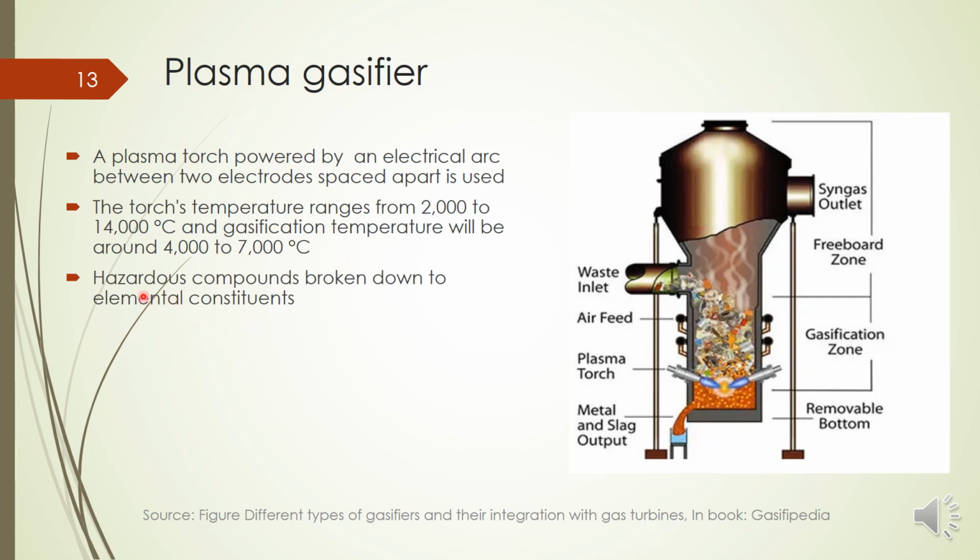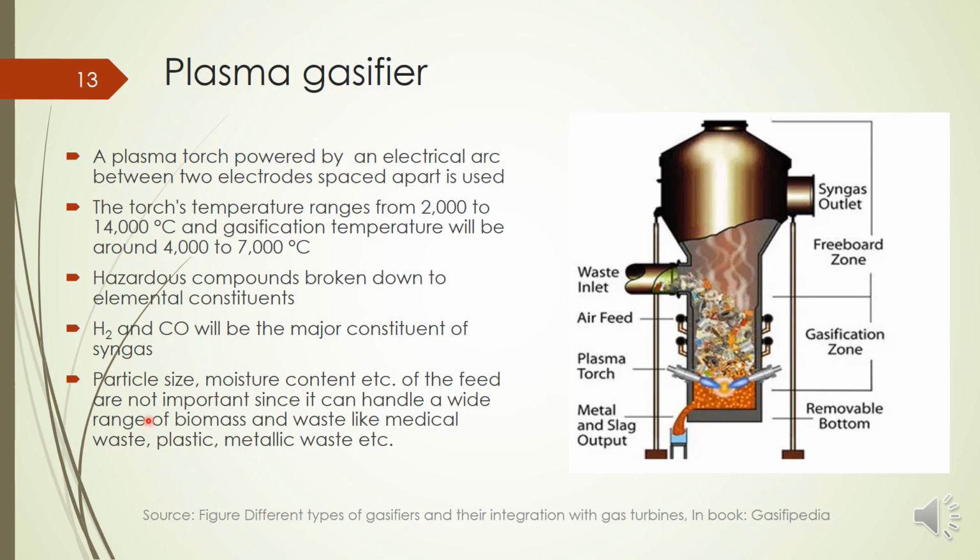And the main advantage is we can convert any hazardous compounds into elemental constituents, and the main composition of syngas will be only H2 and CO, that is hydrogen and carbon monoxide. And this is the most attractive part, that particle size, moisture content, composition, these do not matter for a plasma gasifier.